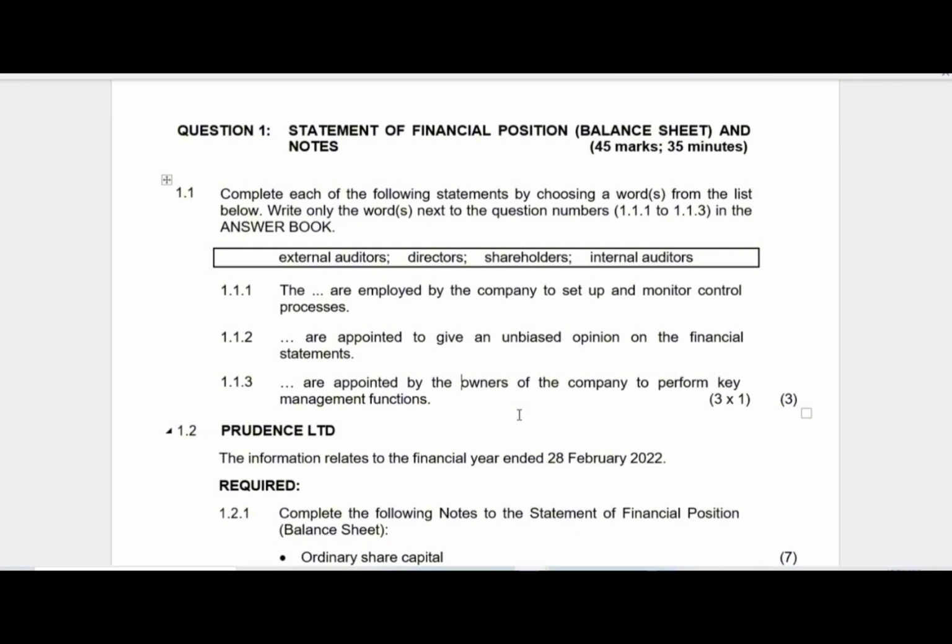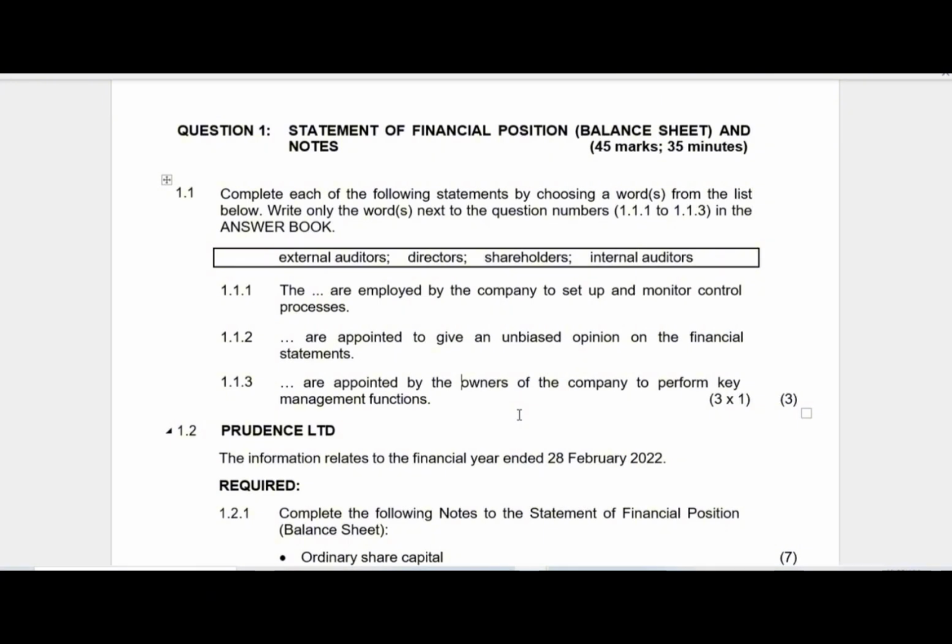Okay, so now number one, I want us to just break the ice on 1.1, where they say complete each of the following statements by choosing a word or words from the list below. Write only the word or words next to the question numbers in the answer book. So in accounting, you're given an answer book, so lucky you. And then 1.1.1, they say the blank are employed by the company to set up and monitor control processes. These are internal auditors. Your answer for 1.1.1, internal auditors.